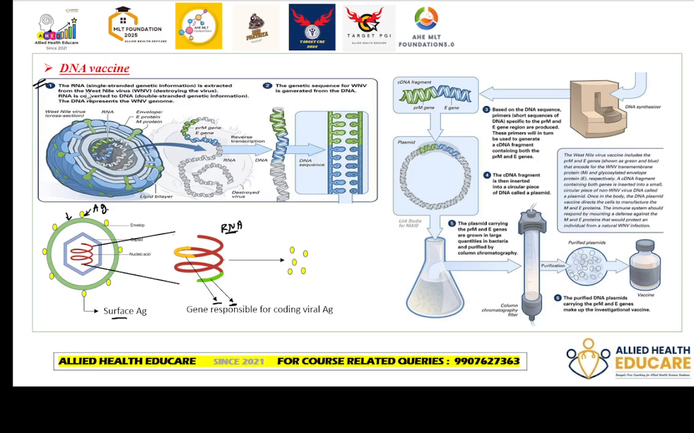Here they are taking the West Nile virus as an example. There are two types of gene, the PRM gene and the E gene, and this is from an RNA virus. This gene is taken out of the cell and inserted into the plasmid, which is a non-functional DNA, and finally it is grown in the bacteria. After that it will be collected and purified by column chromatography, and finally from the purified plasmid a vaccine is made.